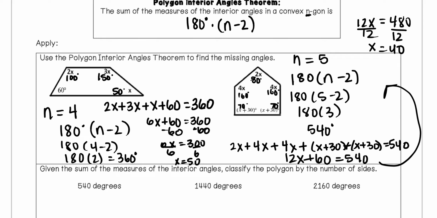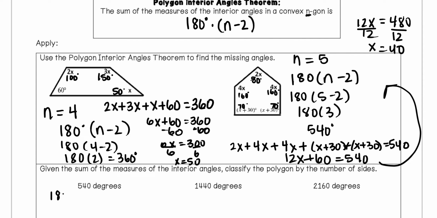The last 3 problems that we have here say that given the sum of the measures of the interior angles, we want to classify the polygon by the number of sides. So this time, rather than knowing n, we know the sum of the interior angles. So we can still use the formula, we're just going to set it up a little differently.